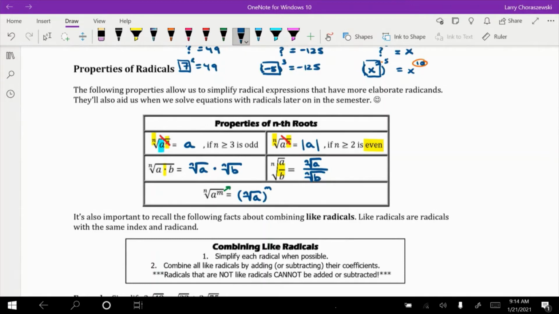We can also rewrite the expression as an expression with a fraction exponent. And here's how you would do that. a, and in the exponent, we'll have m over n.